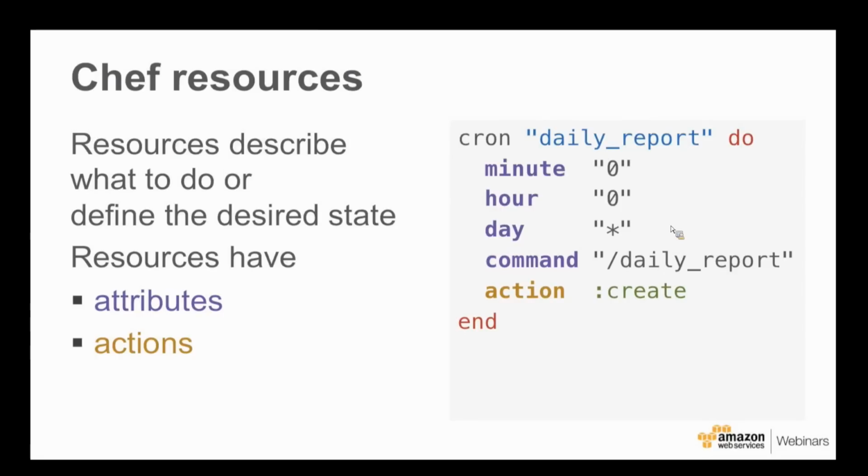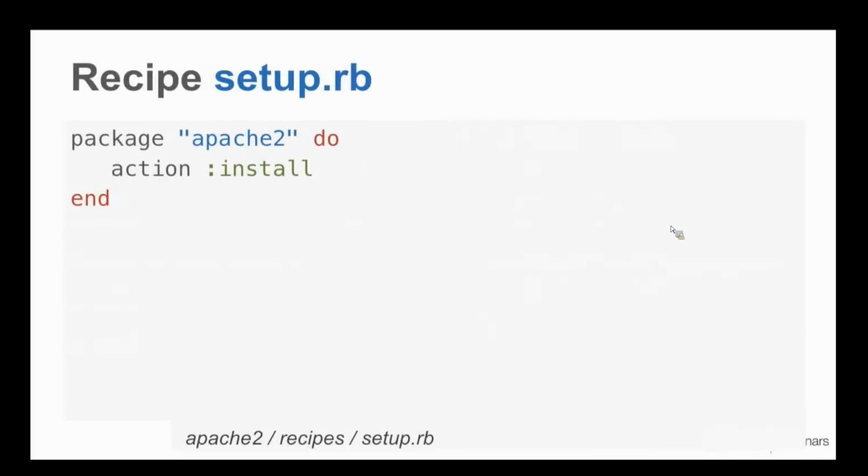There are resources that wrap that logic and make it work on different kinds of operating systems. So coming back to our recipe, you probably would make that more explicit, right? The default action for package would obviously be install, but just to make it more obvious what's going on, you can say package Apache 2, do action install, end, and it will be obvious to everybody what is happening.